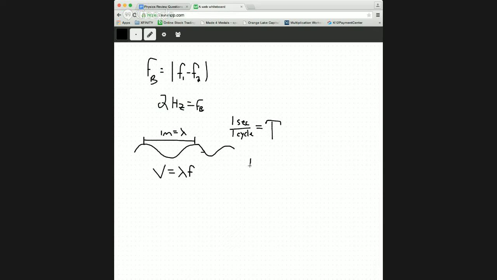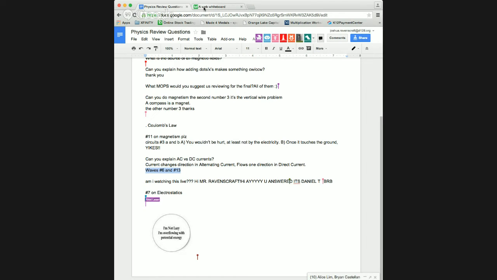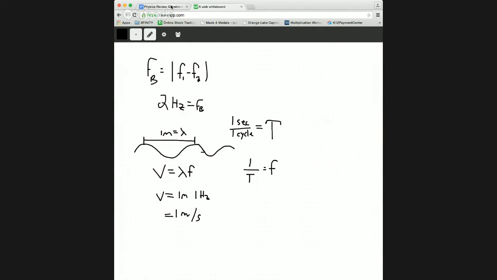But remember, frequency and period are inverse of each other. So inverse of the period is the frequency. So on this one, if we take 1/1, we get 1. So we get V equals 1 meter times 1 hertz. So we get 1 meter per second. And then number 13.